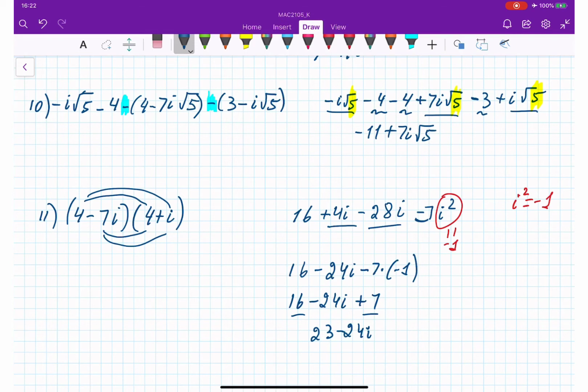That's how we are going to do it. Just multiply every single term in one parenthesis by every single term in the other parenthesis.